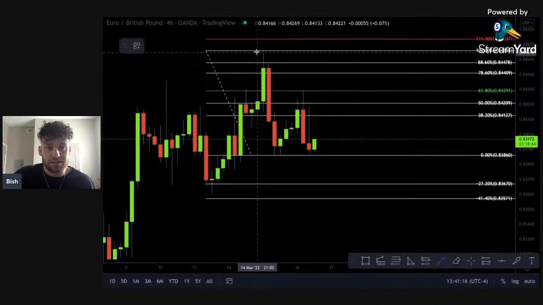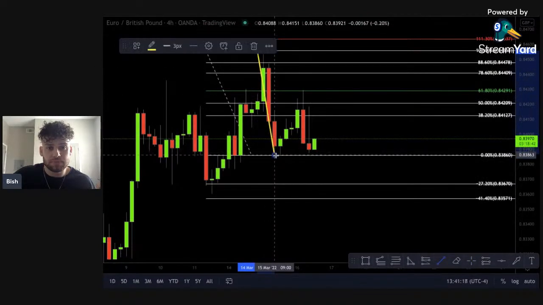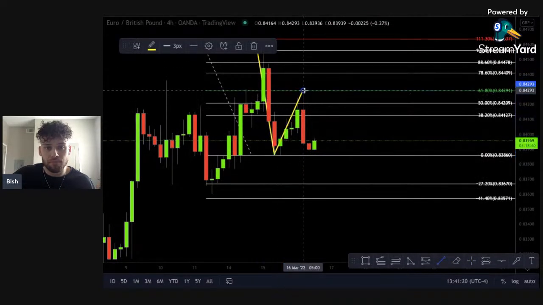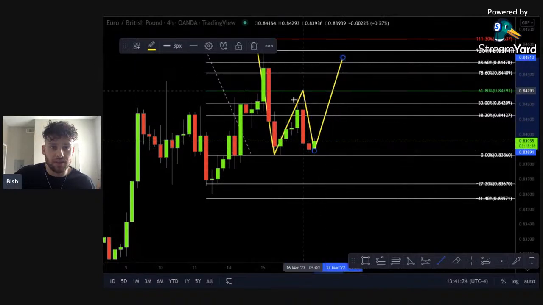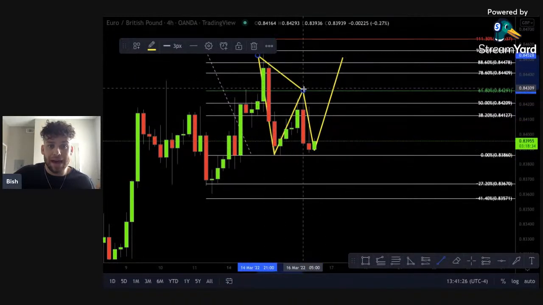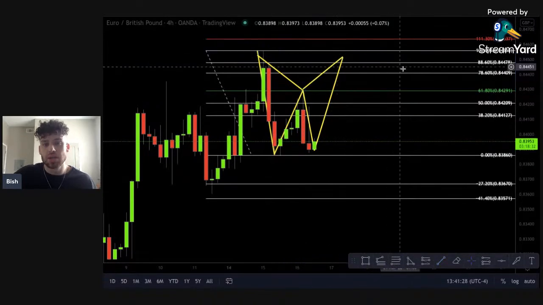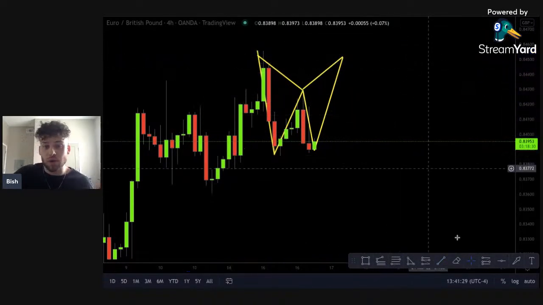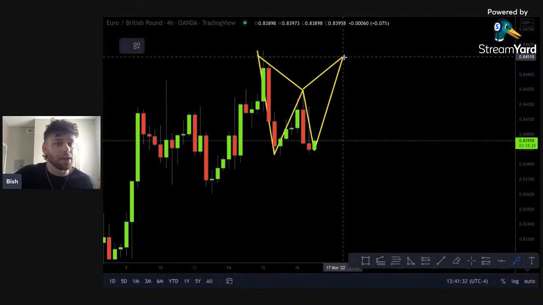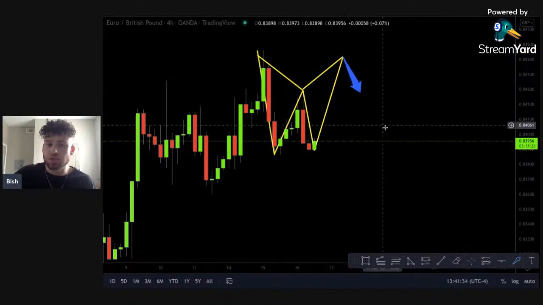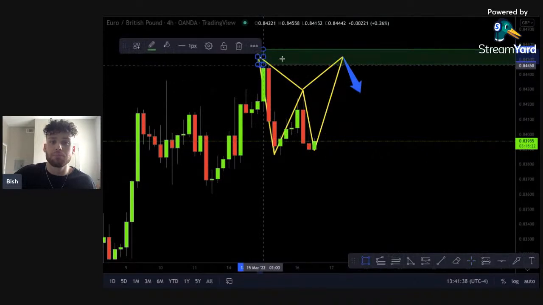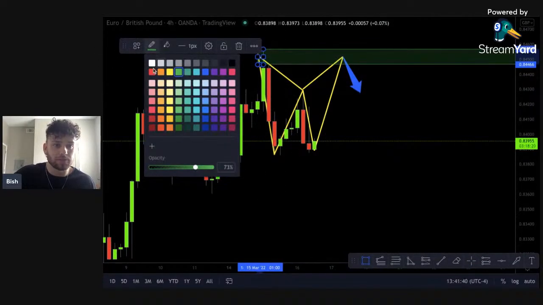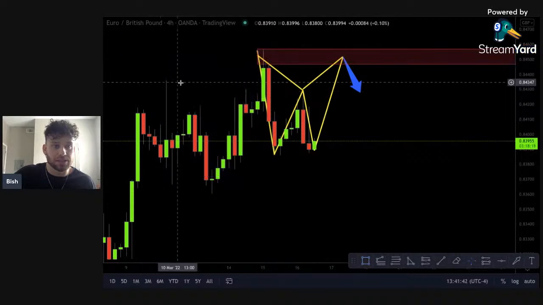Why? Here's that X to A. Here's that A to B. Here's that B to C. Now, what we've got to do is come up here and touch that 127. If we do, the pattern would have met all 5 rules. I will look short for a little bit of relief right here. Not a big move, looking for something like this. Small bit of relief. Structure-based stops protected above what? Protected above resistance, right? Protected above resistance.